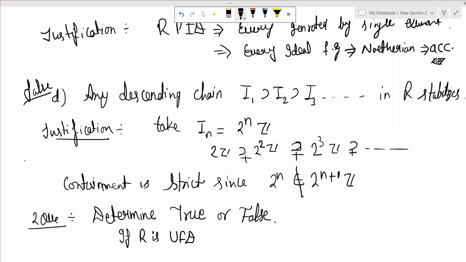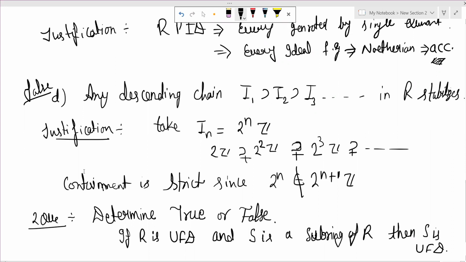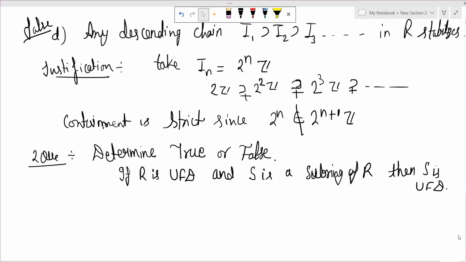What is a UFD? Someone can say the definition of UFD. Is this true or false? We have to determine. Do you know the definition of UFD or not? Tell me yes or no. Muthu Kumar, do you know the definition of UFD? UFD, first of all, is an integral domain. Okay. Then what? Nipun, do you know the definition of UFD?